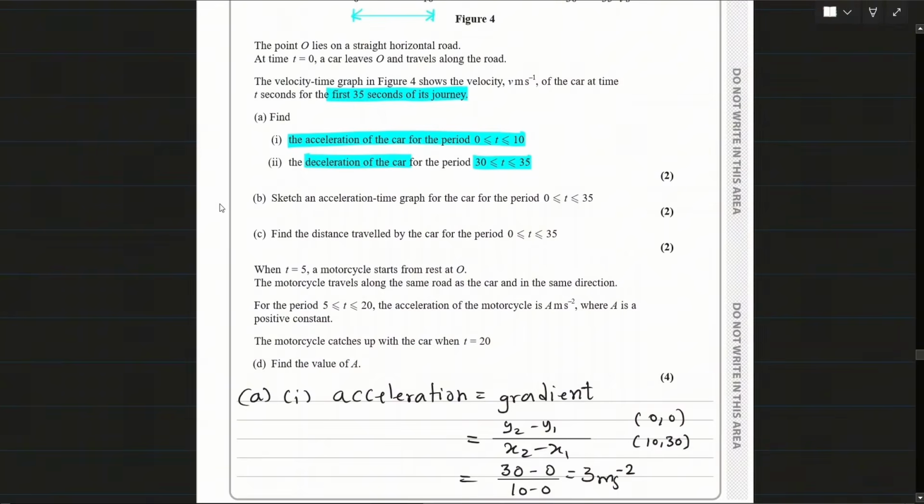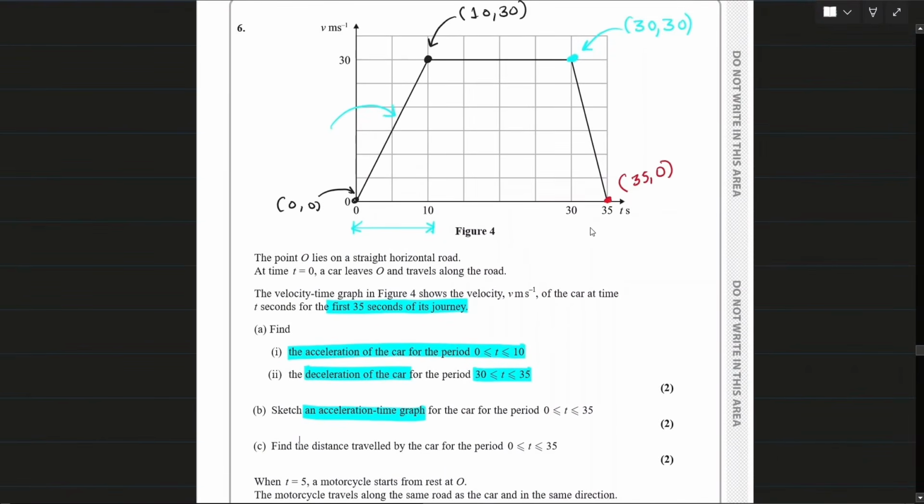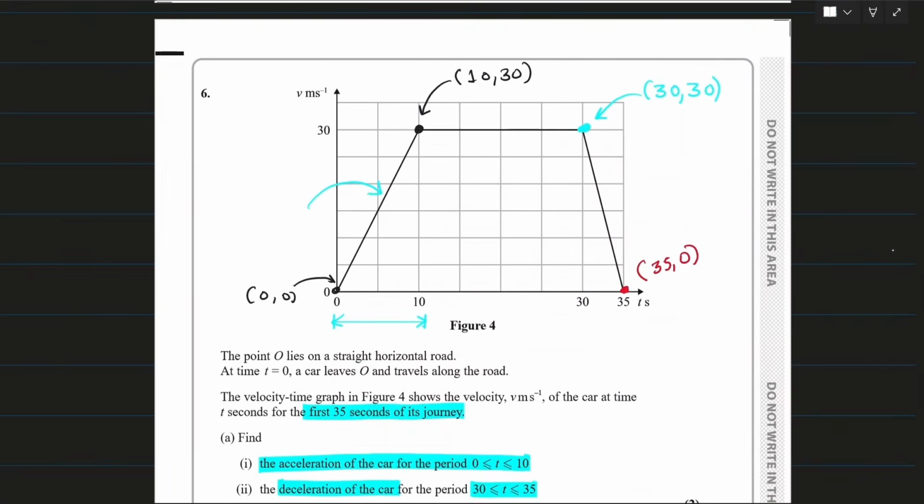Now we can move on to question number B. In question B, we have to sketch an acceleration time graph for the car in the period 0 to 35 seconds. So we have to see the acceleration of our vehicle within this time, and we have to draw an acceleration time graph for this. We already know the acceleration for 2 periods within our graph. We know the acceleration for 0 to 10 seconds, and we know the acceleration from 30 to 35 seconds.